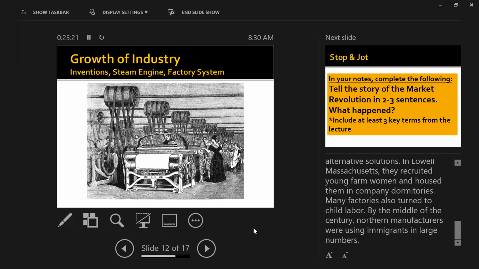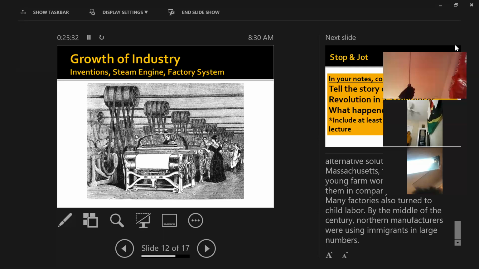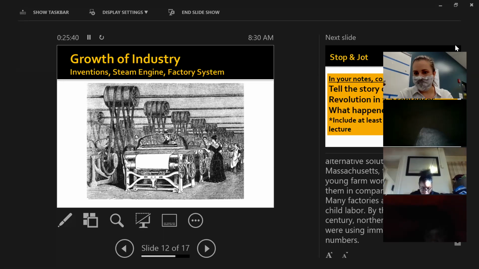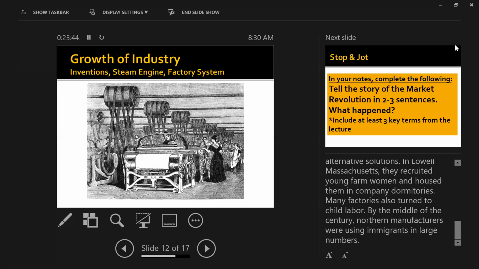An issue with the factory system is that they had difficulty finding a labor force. So they needed to come up with a new solution. They needed to find a solution. And two main solutions came up immediately. The first is the use of child labor.